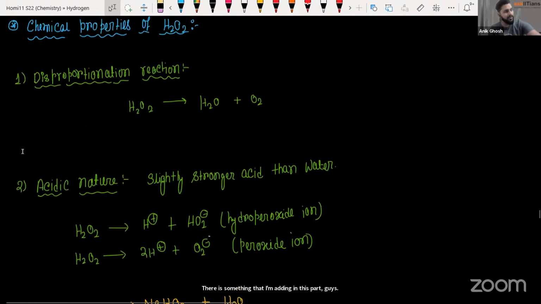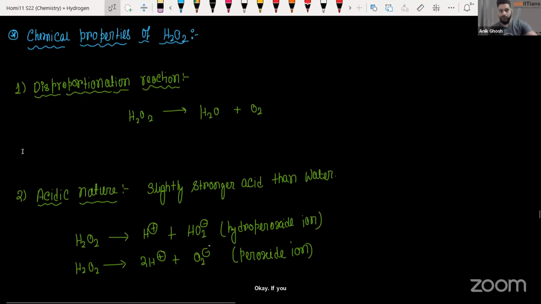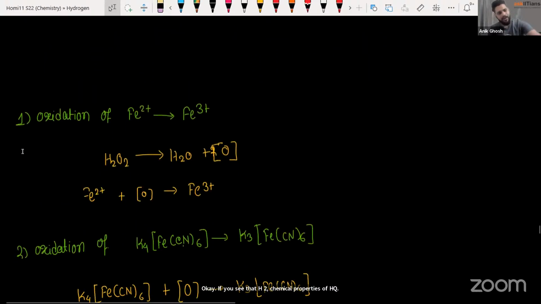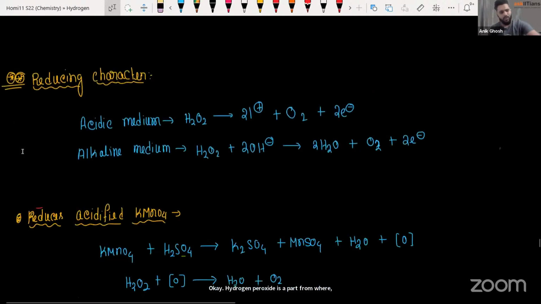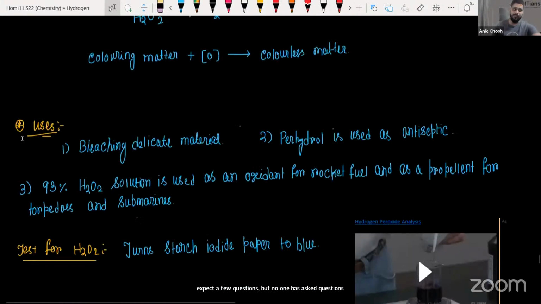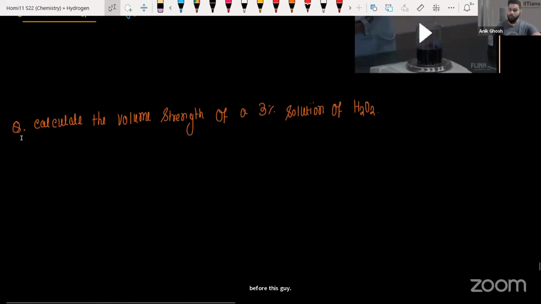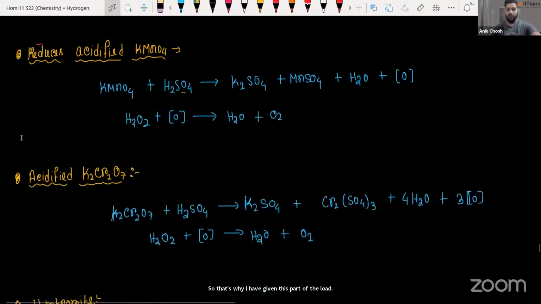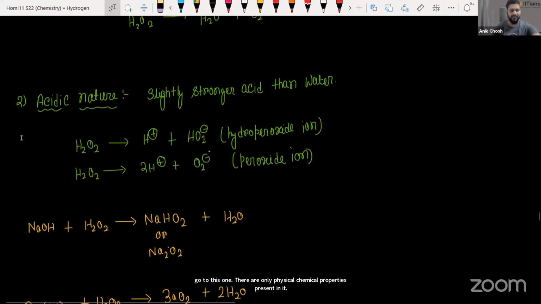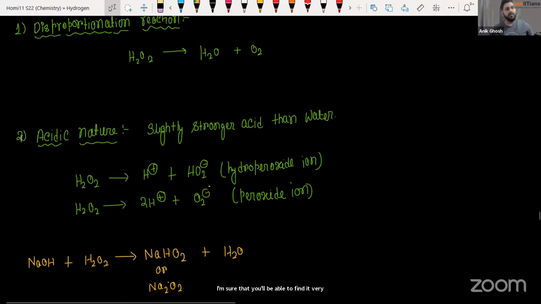If you see the chemical properties of H2O. Hydrogen peroxide is a part from where you might expect a few questions, but no one has asked questions before this, guys. So that's why I have given this part of the note. Just go through this once. There are only physical and chemical properties present in it. I'm sure you will find it very easy because the things are very, very simple over here. Give it a reading and you will be running fine with it.